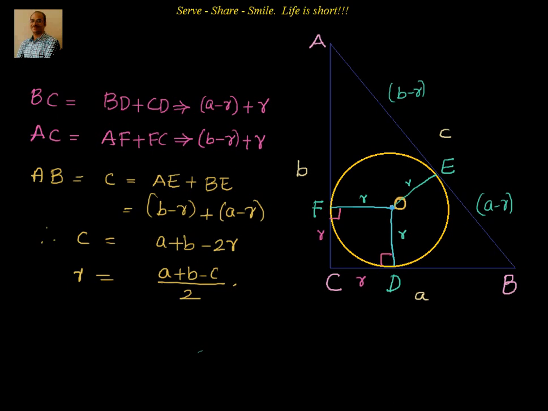We can find out the inradius in another way also. Let's have a look at that, how we can do that. Let me just summarize before we go to the other method. We have been given a right angle triangle. We know that it's a square.